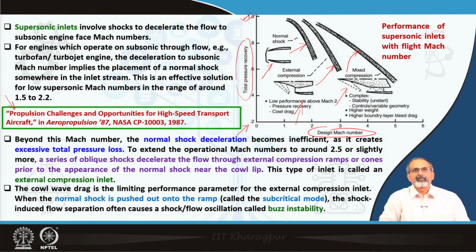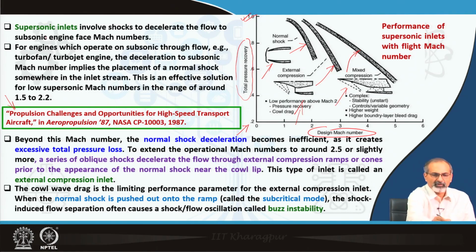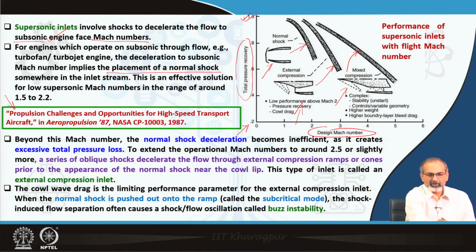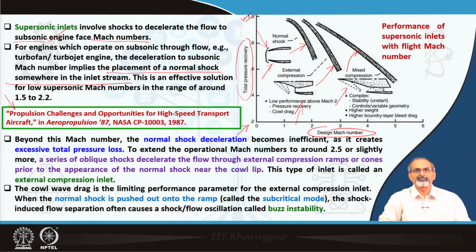Supersonic inlets involve shocks to decelerate the flow to subsonic engine face Mach numbers. If you are talking about an engine which operates at subsonic Mach numbers, but the vehicle is traveling at supersonic velocities, then you ought to decelerate the flow to a subsonic Mach number range before you feed it to the engine. For engines which operate on subsonic through flow, like turbofan and turbojet engines, the deceleration to subsonic Mach number implies placement of a normal shock somewhere in the inlet stream.